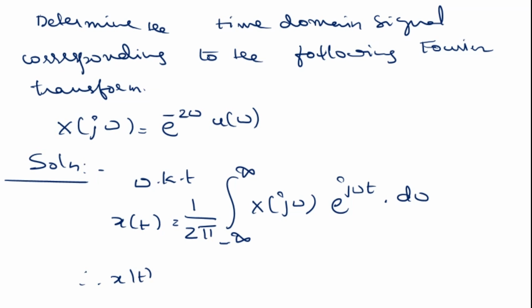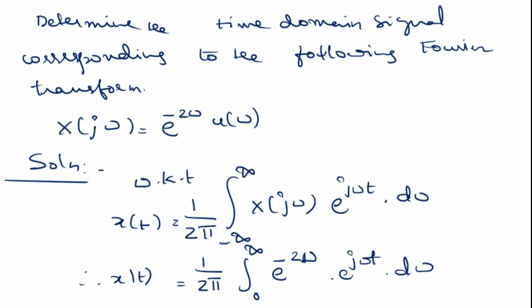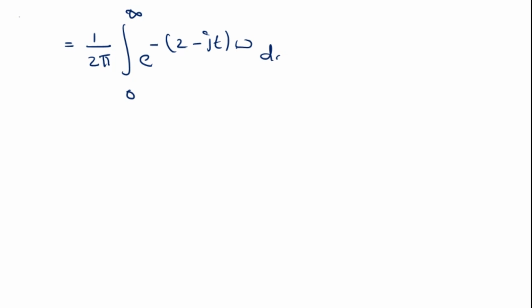Therefore, x of t is equal to 1 divided by 2 pi integration 0 to infinity e power minus 2 omega into e power j omega t into d omega, which is equal to 1 divided by 2 pi integration 0 to infinity e power minus (2 minus j t) omega into d omega, or x of t is equal to 1 divided by 2 pi into (2 minus jt).